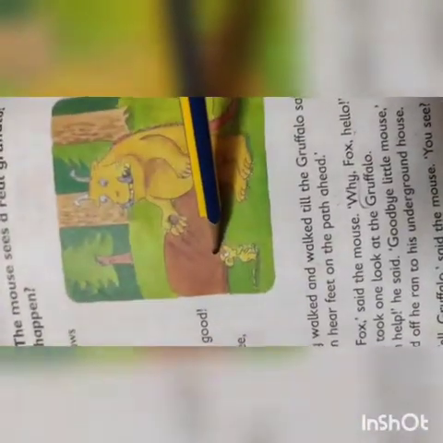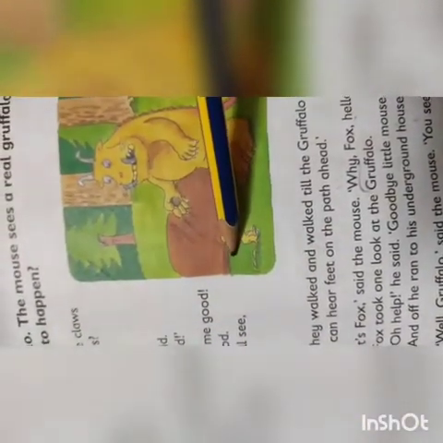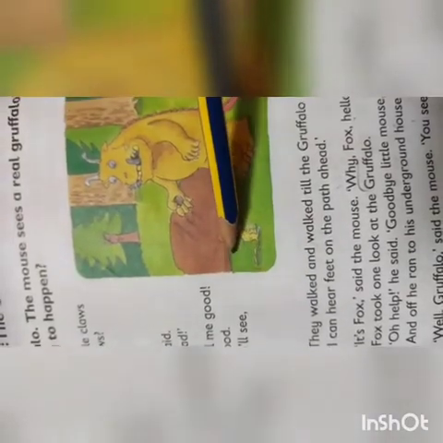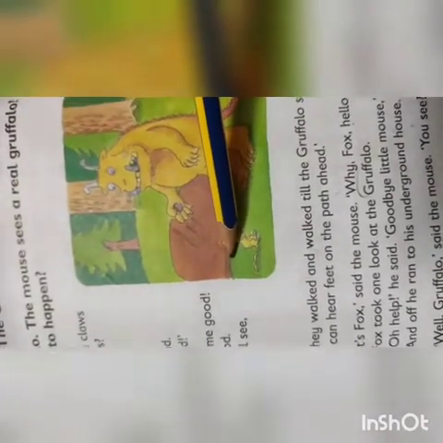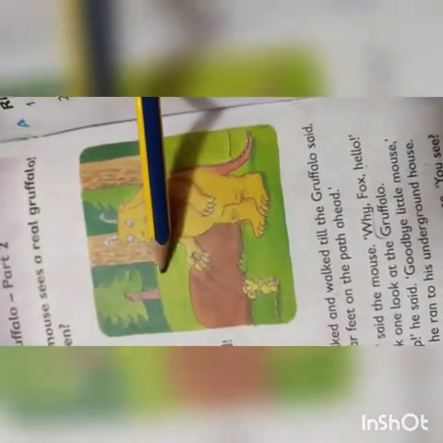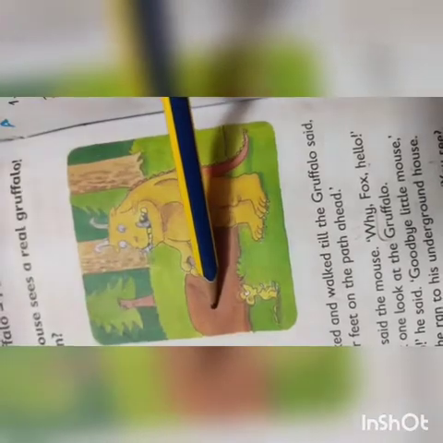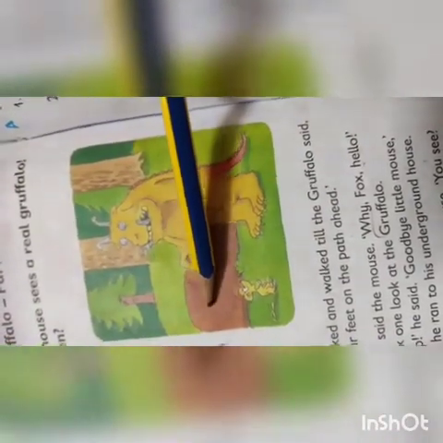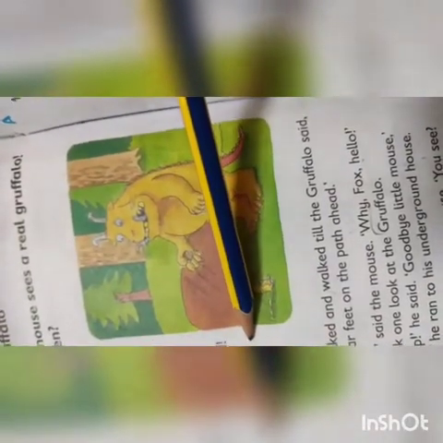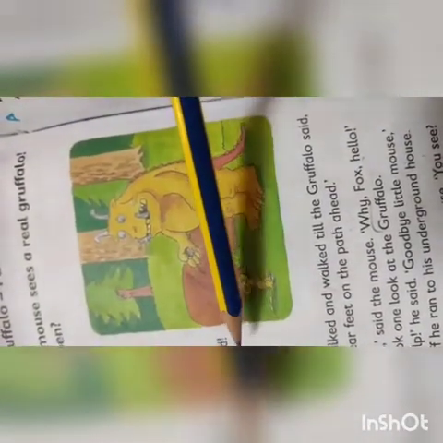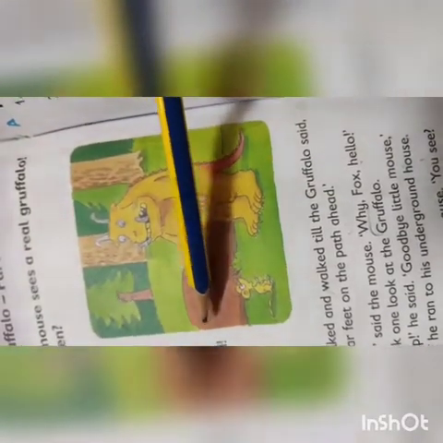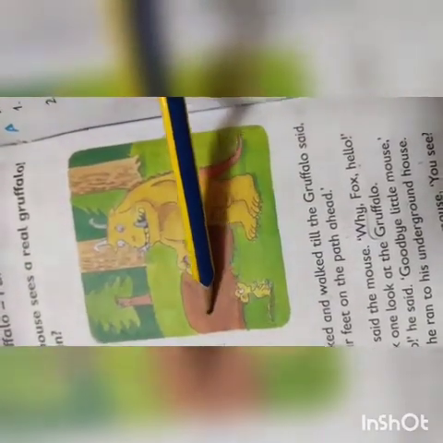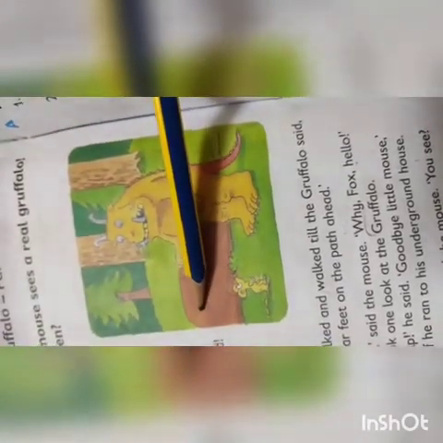Look at this picture. The mouse was very clever, and he had an idea on his mind when he saw the Gruffalo. The Gruffalo said to Mouse, "You are my favorite food. You will taste good on a slice of bread." But the mouse replied, "Don't call me good. I'm the scariest in this jungle. Everyone is afraid of me. Look at this fox."